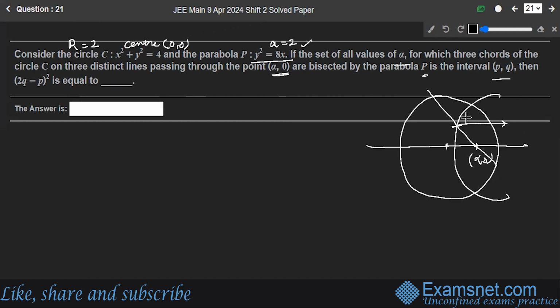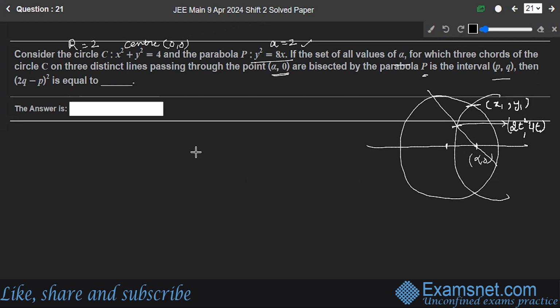A value is equal to 2. This point lies on the parabola, so this is given by (a t square, 2 a t). So this will be (2 t square, 4 t), and this is the point (alpha, 0), and let's say this is (x1, y1).